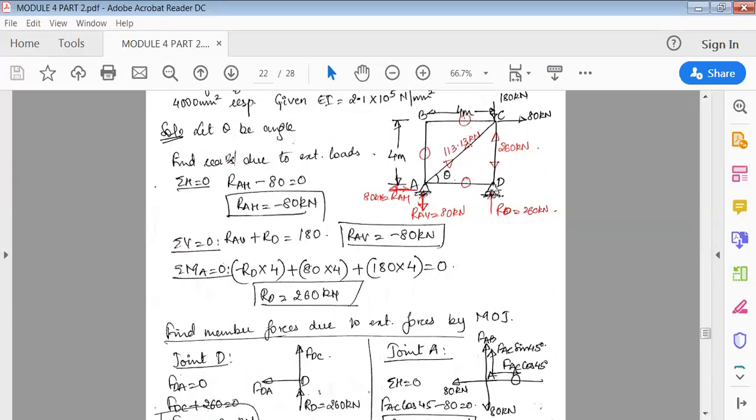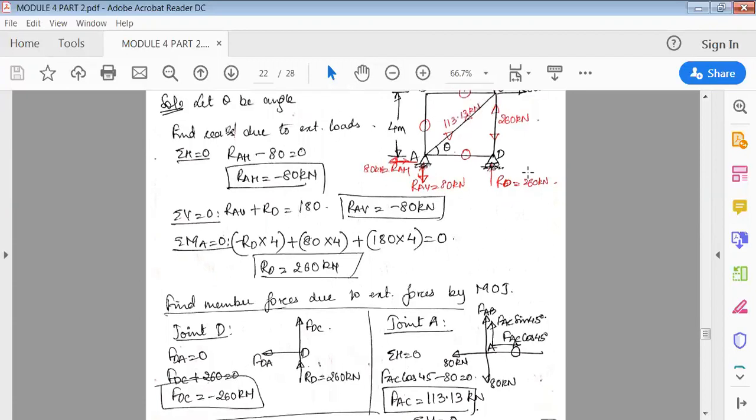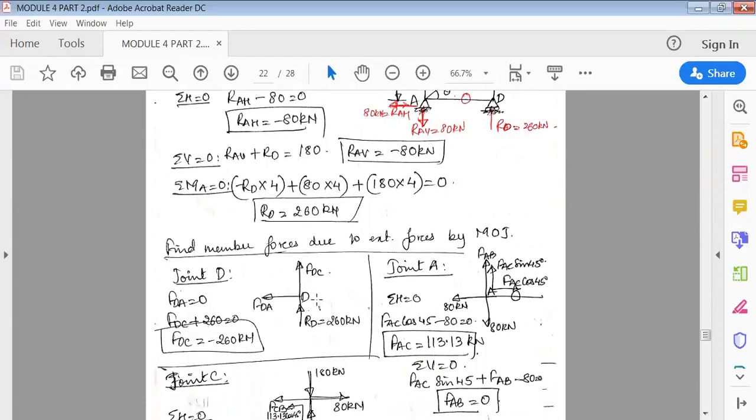Again, draw the free body diagram at joint D. So this is FDC and this is FDA, and there is 260 kilonewton acting here. So this is the free body diagram of joint D. You'll get FDC as minus 260.